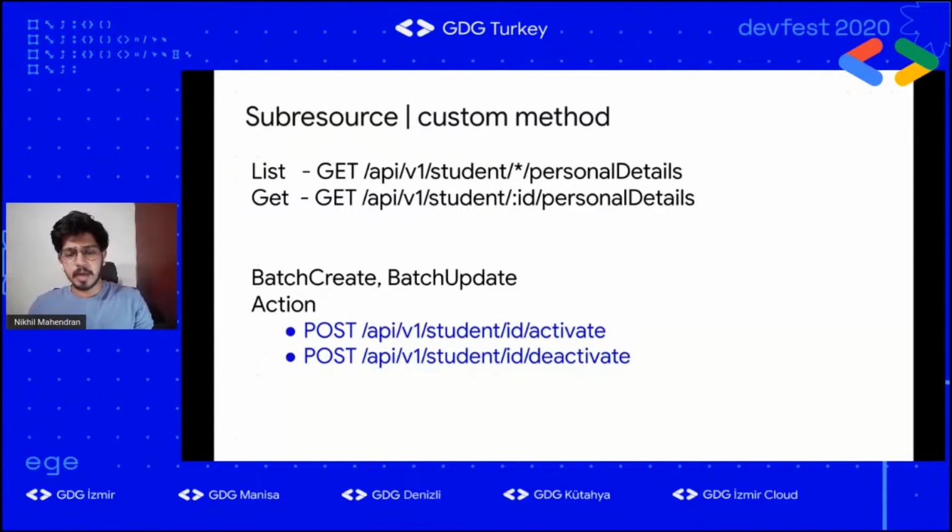Then there is something called action. Sometimes you want to perform an action over a resource. An example here is activate. You want to activate and deactivate a student subscription. Always an action has a post verb. So post slash student slash ID of the student slash activate activates the subscription of the particular student. Slash deactivate deactivates his subscription. Okay, to consider, we'll take a better example.